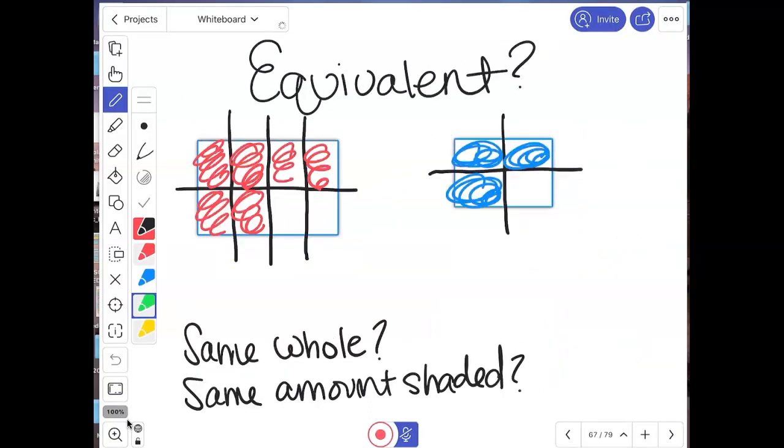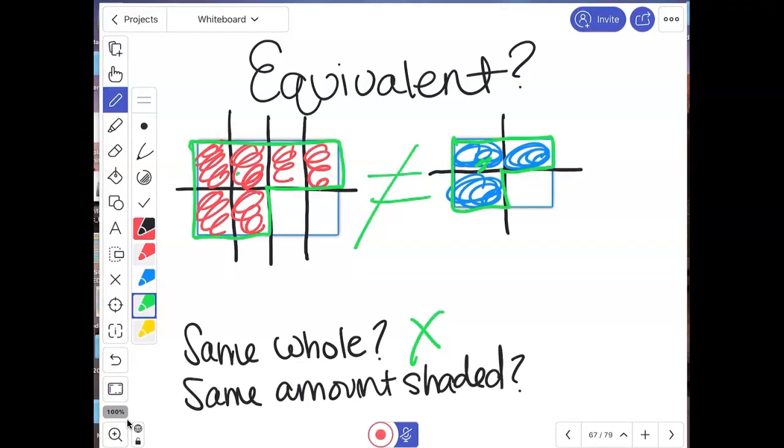Okay, how about these ones? Are they equivalent? Well, they're both rectangles, but are they the same size rectangle? Are they the same whole? I don't think that they are. But they do have the same amount shaded, sort of, right? Like, it's the same shape, this kind of upside down L shape. But this one's smaller than that one because the whole is originally smaller. So these are not equivalent.